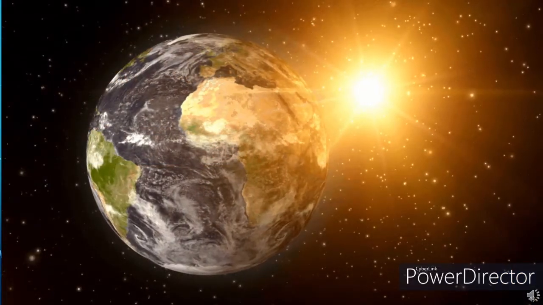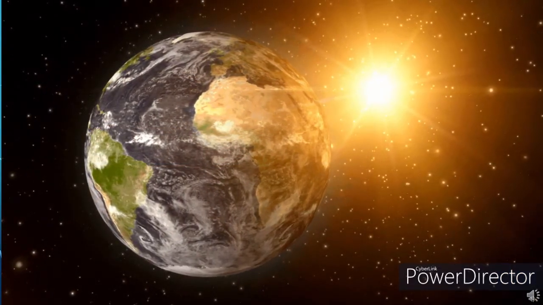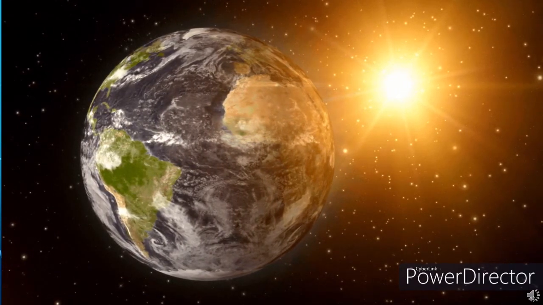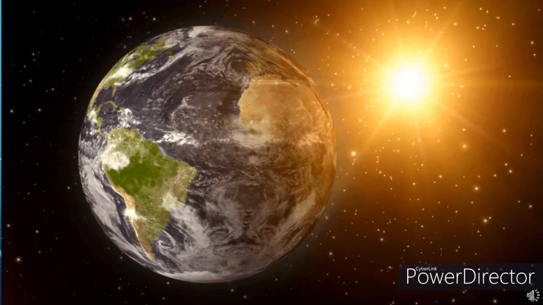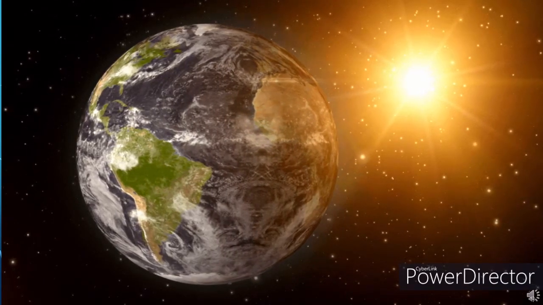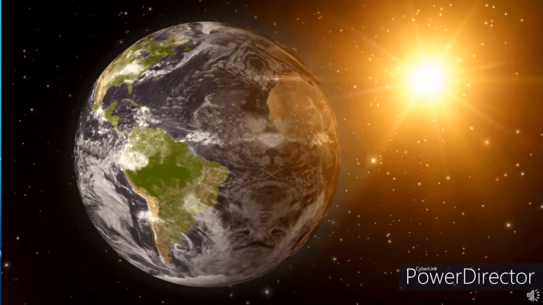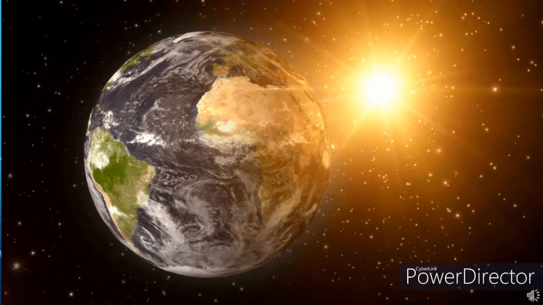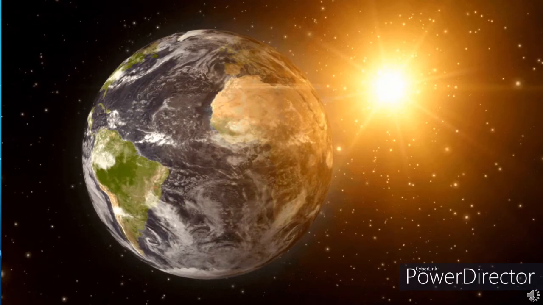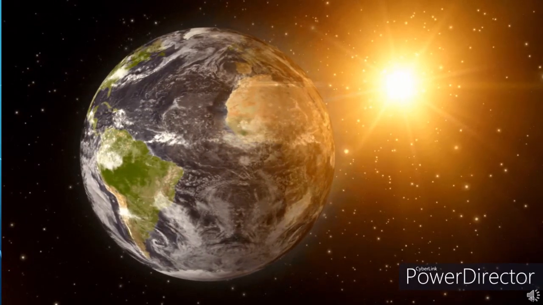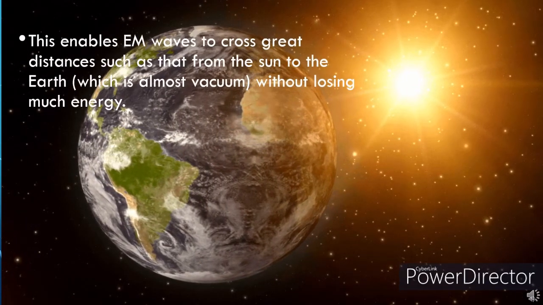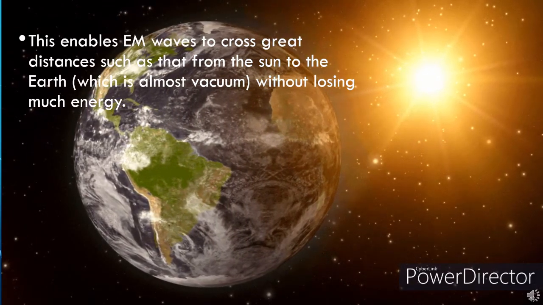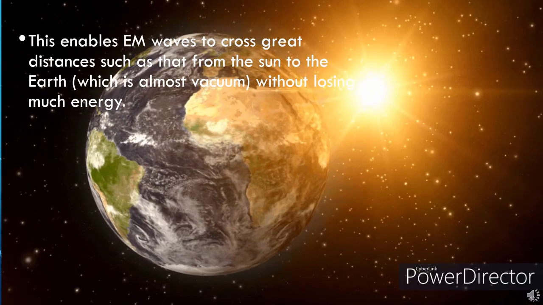Electromagnetic waves that are produced on the sun subsequently travel to Earth through the vacuum of outer space. Were it not for the ability of electromagnetic waves to travel through a vacuum, there would undoubtedly be no life on Earth. All light waves are examples of electromagnetic waves. This enables EM waves to cross great distances such as that from the sun to the earth, which is almost vacuum, without losing much energy.